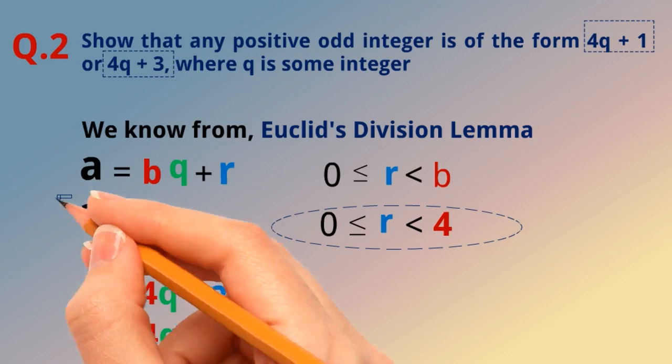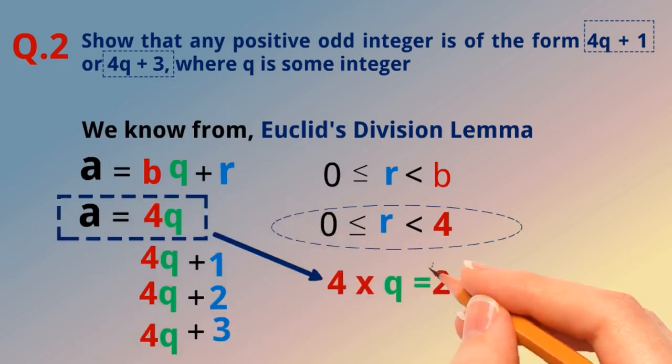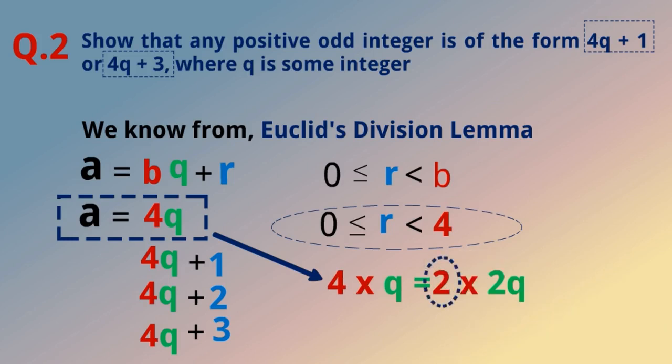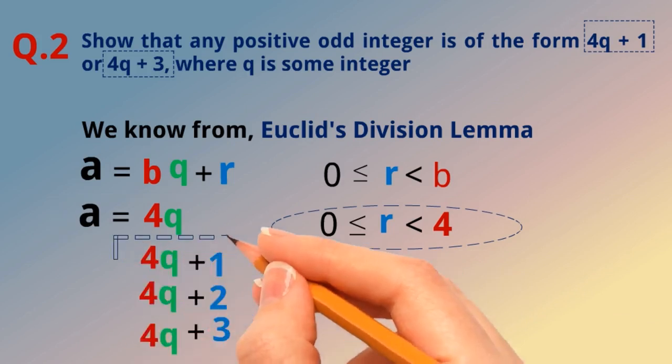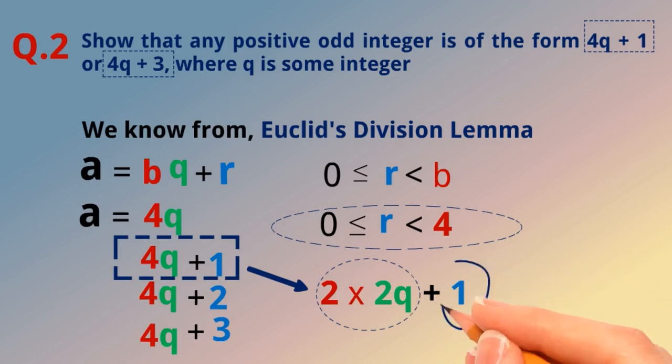Now a is equal to 4q. If we see, 4q is a multiple of 2, or it is divisible by 2. So multiple of 2 means it is an even number. So it is a positive even integer. If we see 4q plus 1, it means 4q, which we have already seen is a multiple of 2, and plus 1. So even number plus odd number is equal to an odd integer. So 4q plus 1 is a positive odd integer.